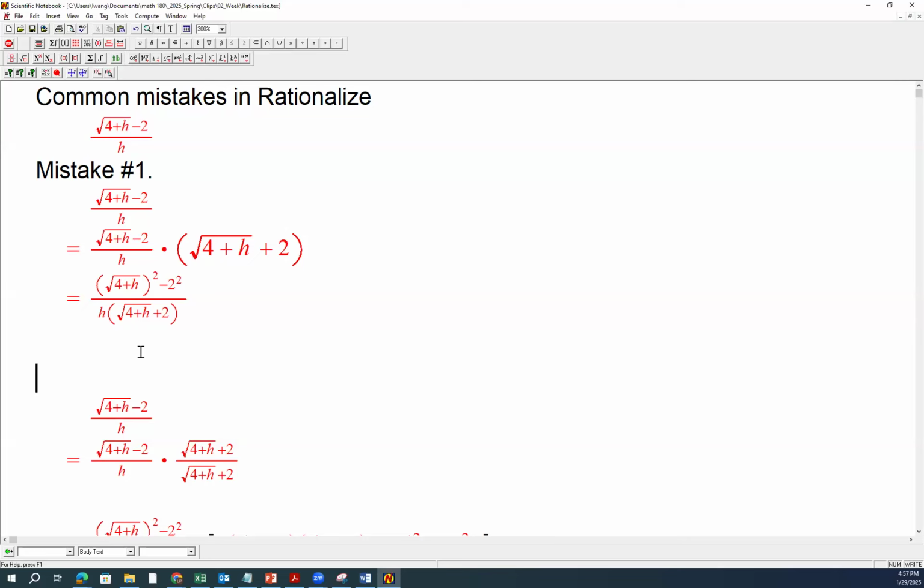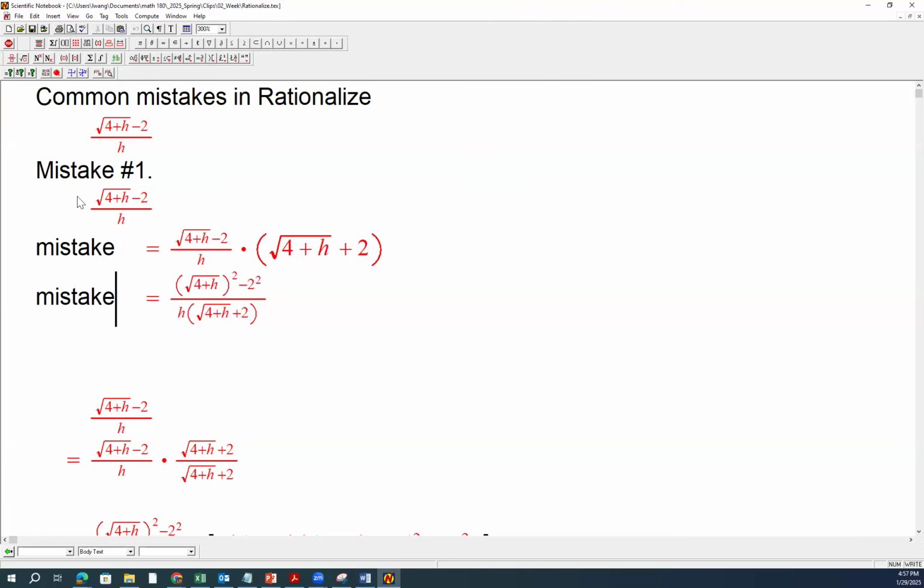Mistake number 2. Let me mark that this is a mistake, and this is a mistake. Those are the mistakes, because these are no longer equal. So this equal sign is not justified. This equal sign is no longer justified. Big mistake number two.